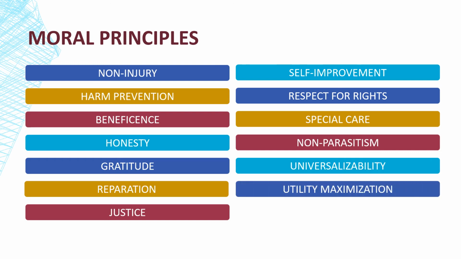Next is utility maximization. This comes from the theory of utilitarianism, which you read about in chapter 3. Utilitarianism is, by far, the most popular way of thinking about ethics in the world today, particularly in the world of business and politics. The basic idea is this: we should do that which will bring about the greatest balance of benefit over harm for everyone involved.